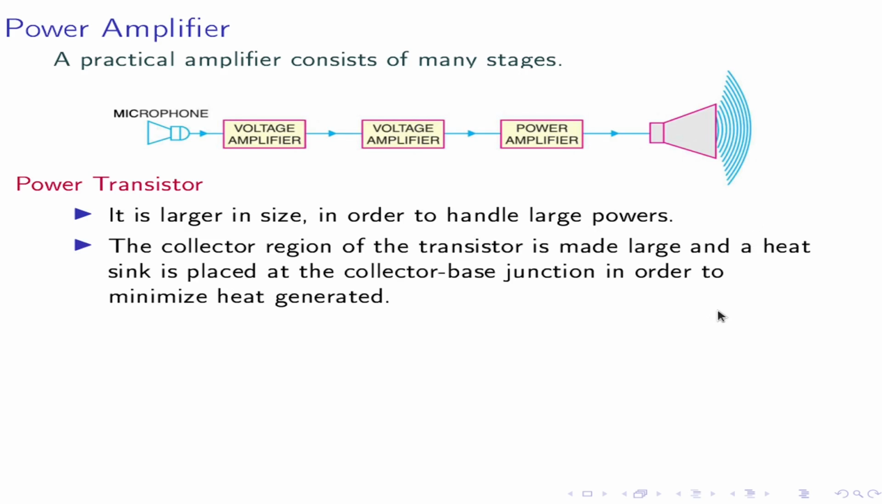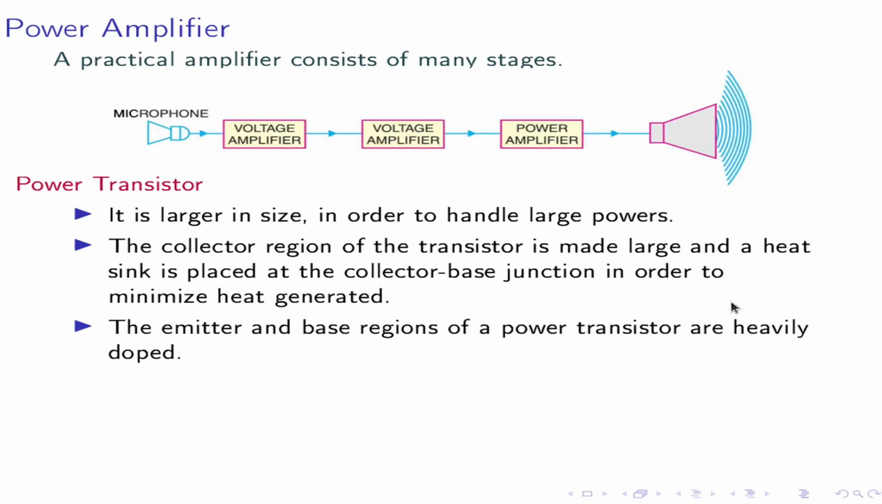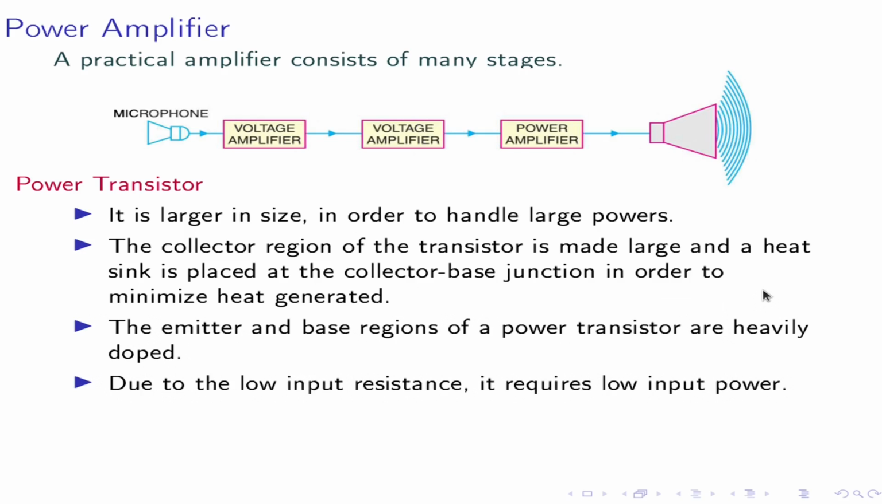The collector region of the transistor is made large and a heat sink is placed at the collector base junction in order to minimize heat generated. The emitter and base region of a power transistor are heavily doped. Due to the low input resistance, it requires low input power.